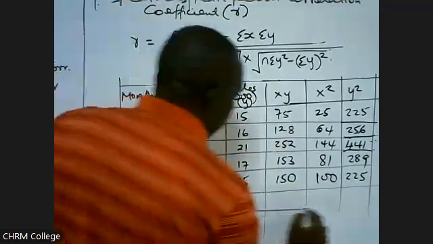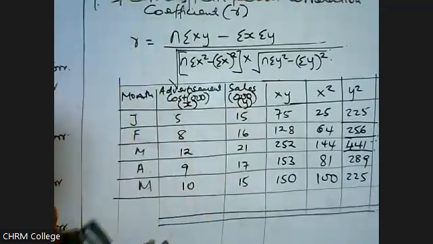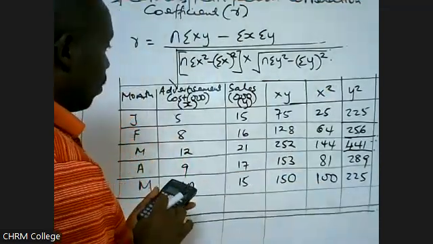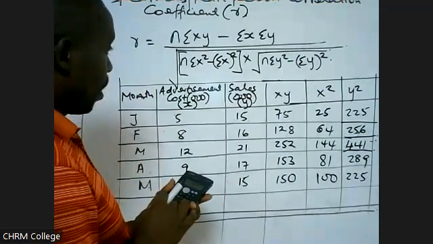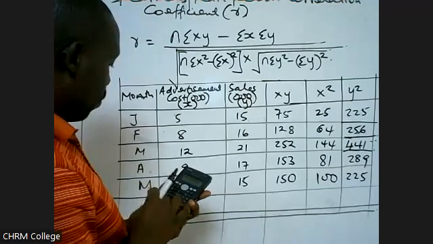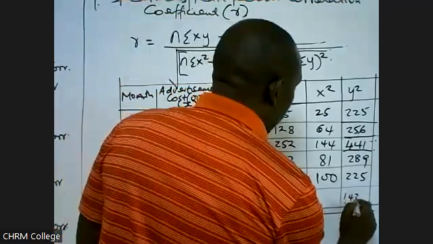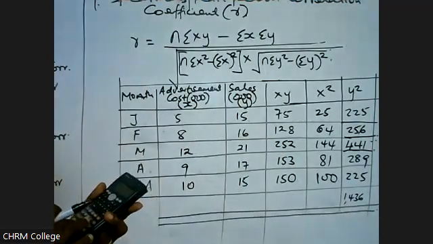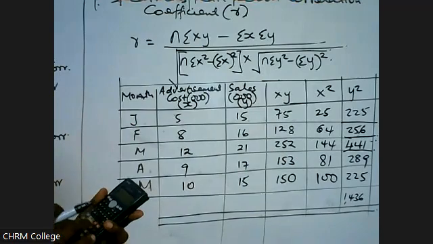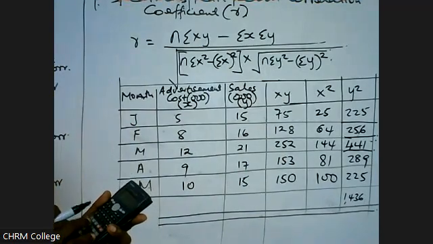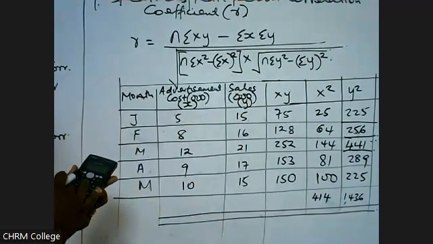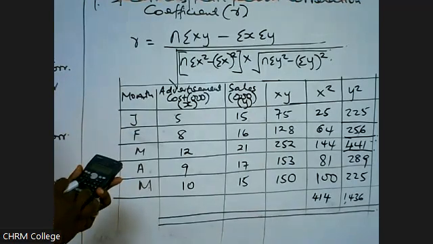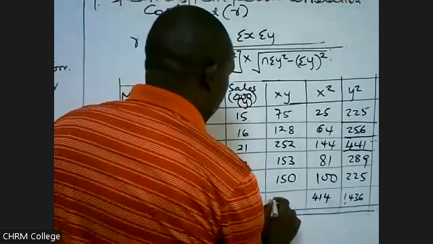Then you can add all these. So if you add this, 225 plus 289 plus 441 plus 256 plus 225, you get 1436. Then we have 25 plus 64 plus 144 plus 81 plus 100, you get 414. Then we add the xy, we get 75 plus 128 plus 252 plus 153 plus 150. You get 758.